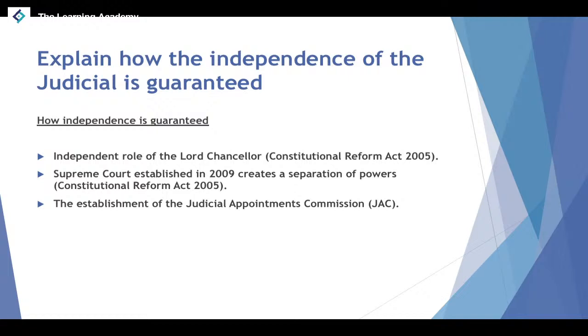So that's a good example of how we can ensure that there is no interference from Parliament and government, and how we have independence of the judiciary. We have the Judicial Appointments Commission.